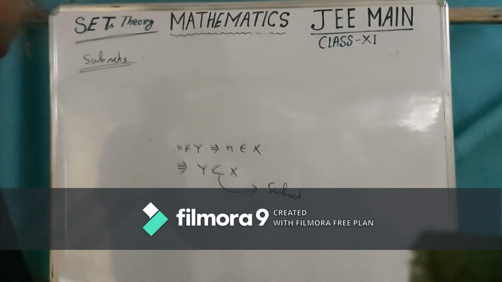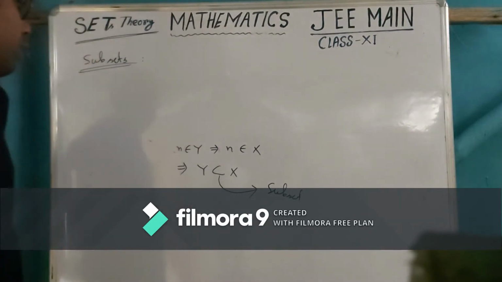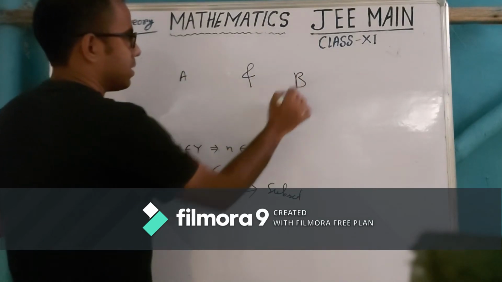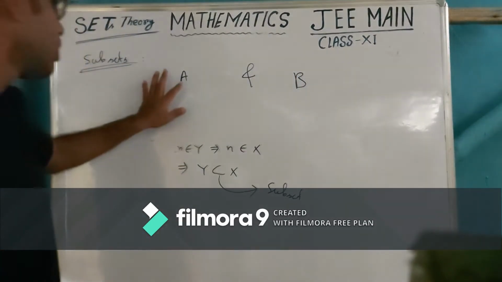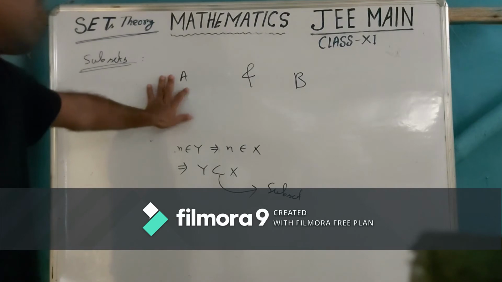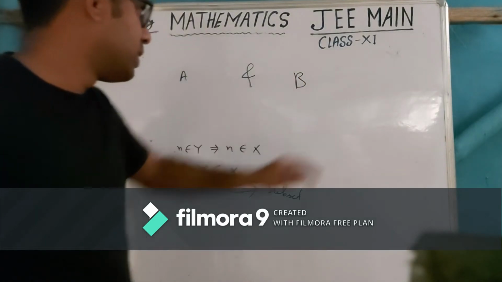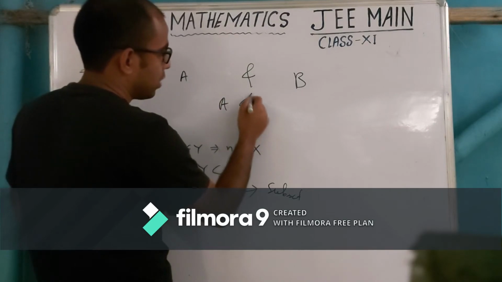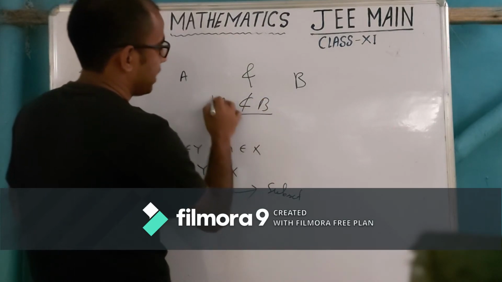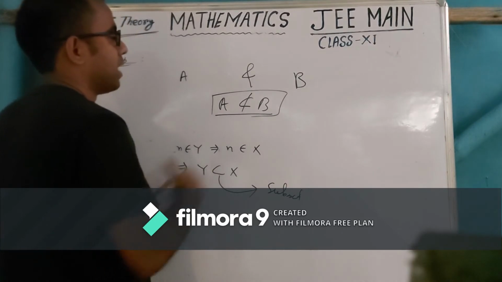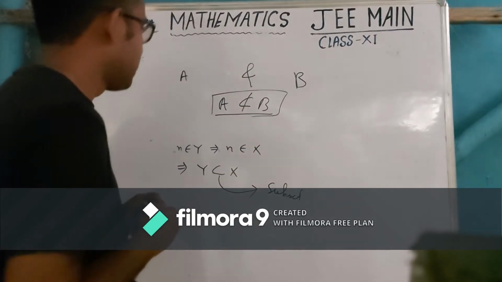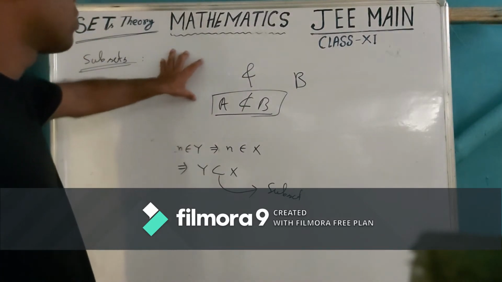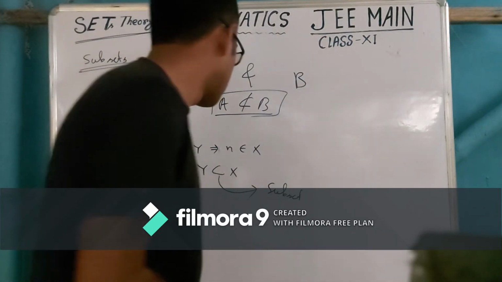So again we consider sets A and B. Suppose not all the elements of A belong to B, then we can write symbolically A is not a subset of B, and this symbol is called not a subset. That means not all the elements of A are contained in B.